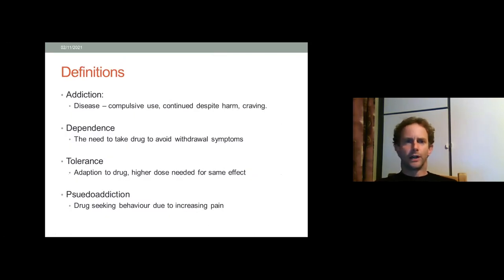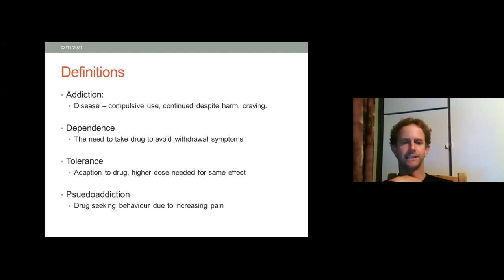A couple more definitions, because again, these have come up previously. So addiction is a disease. It's compulsive use of a drug that's continued despite causing obvious harm, and the patients have craving for it. Dependence is a patient needing to take the drug to avoid withdrawal symptoms. And so they'll be aware of that because they know that if they miss a dose, they suddenly start feeling unwell.